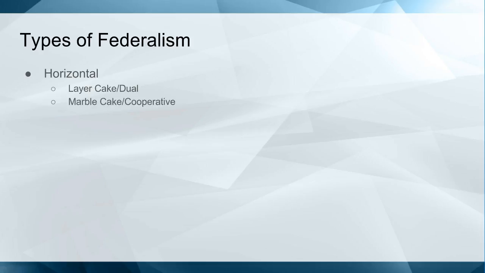Another model of federalism is marble cake or cooperative federalism. Marble cake federalism or cooperative federalism holds that some functions of government are national, some functions of government are state, but many functions of government are mixed in between, hence the analogy of the marble cake. For example, under layer cake federalism, public education is a function of states. Under marble cake federalism, it is a function of both the national government and the state.